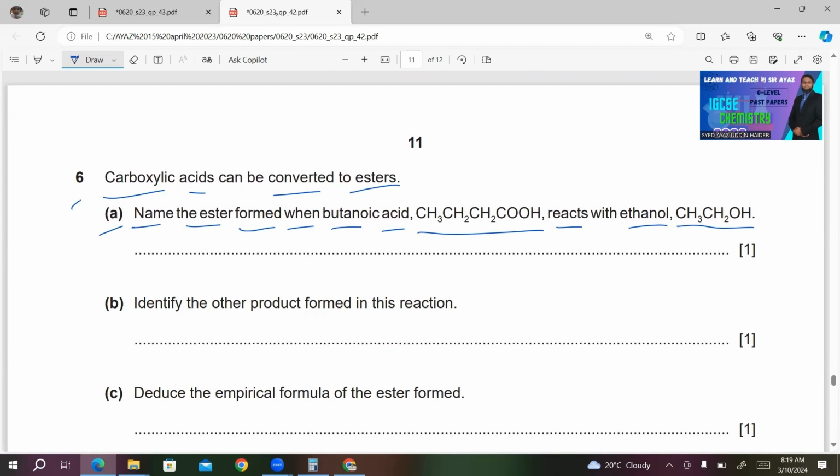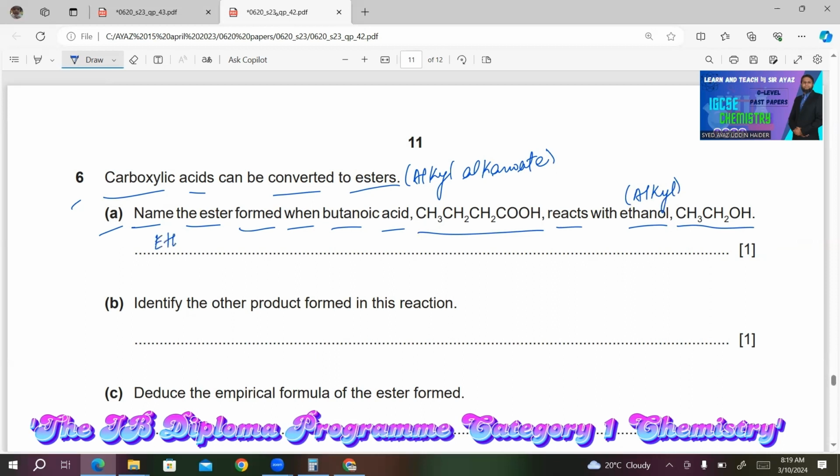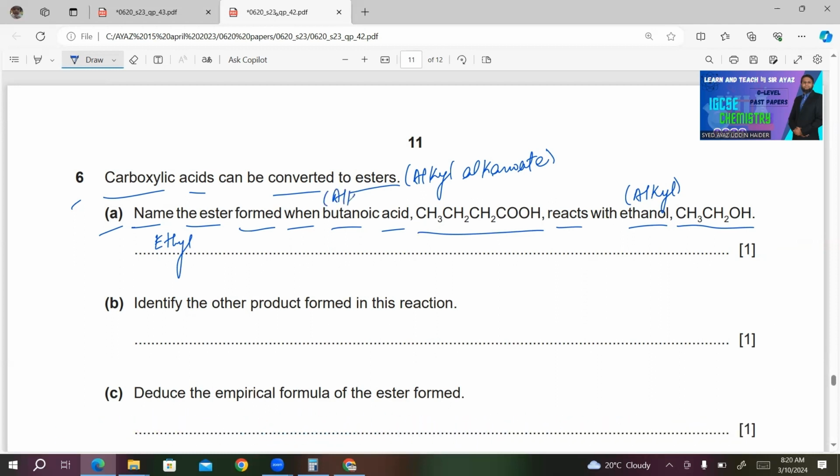So the other name for ester is also alkyl alkanoate. The alkyl group is coming from the alcohol. So here we're getting the alkyl group, and in this case, we will get ethyl. And the alkanoate group will be coming from the carboxylic acid, which is butanoic acid in this case. So you will get ethyl butanoate. Ethyl butanoate. B. Identify the other product formed in this reaction.